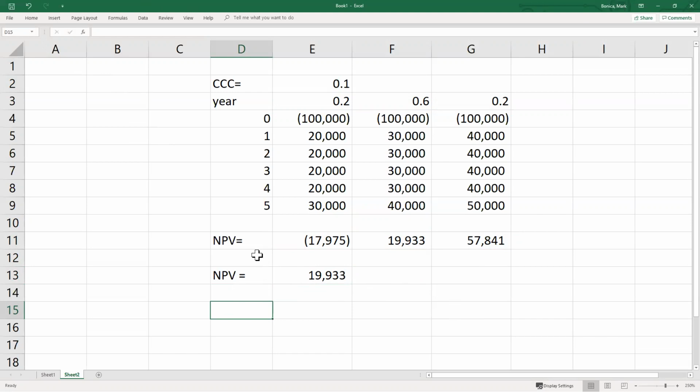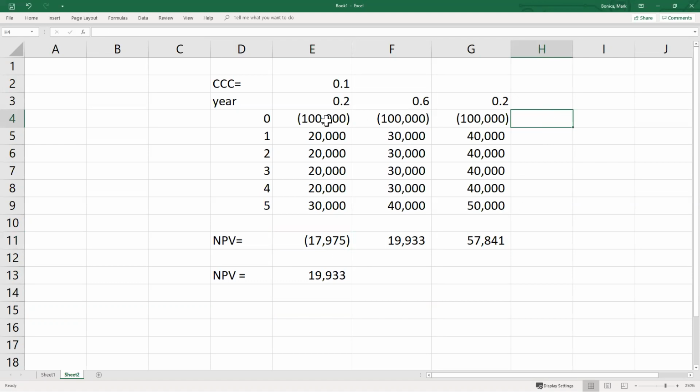So what are the project's most likely, worst case, and best case NPVs? Well, the most likely is 19,933. The best case is 57,000, and the worst case is negative 17,000. What's the project's expected NPV? Okay, so I just did a scenario analysis. I'll flip now to the other way you could do this, and you get the same result.